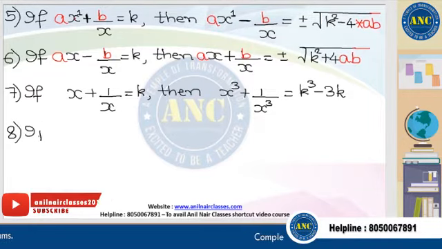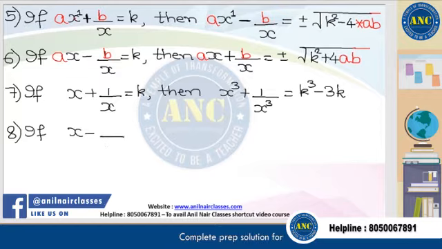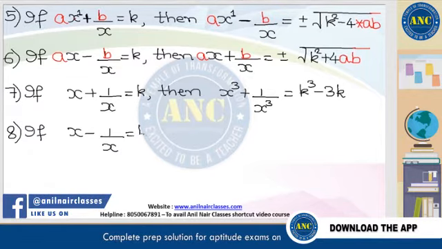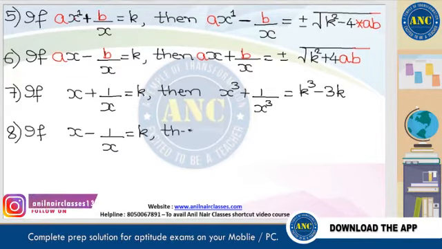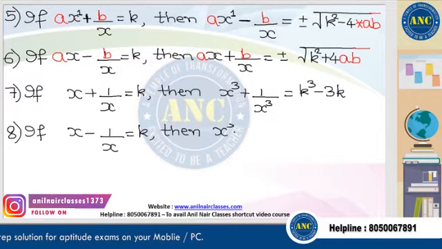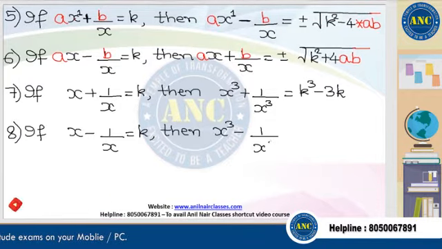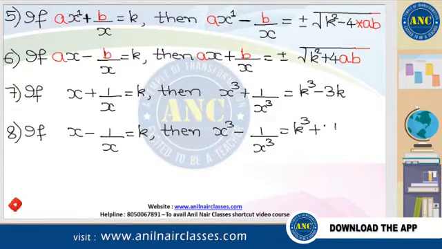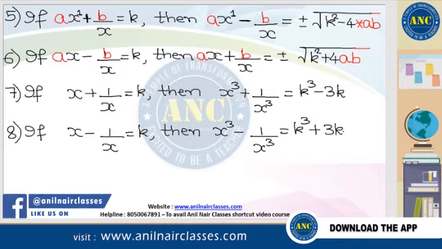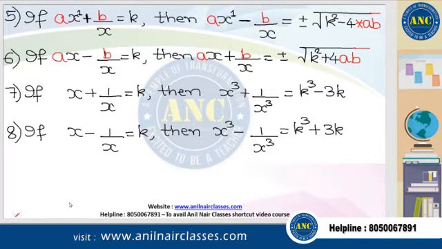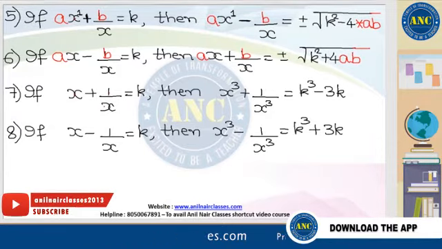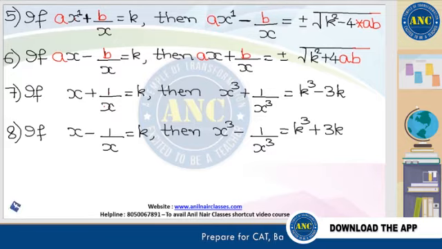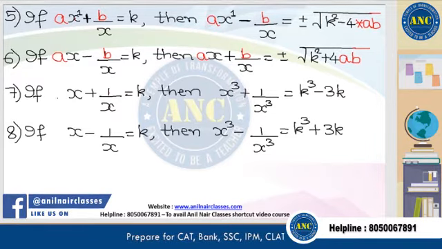Similarly, the reverse of it: if x minus 1 by x is equal to k, then we can say that x cube minus 1 by x cube in this case will be equal to k cube minus 3k was the earlier case. Now it becomes k cube plus 3k. That's the only difference. Once again I am marking in red color the extra additions. The coefficient of x and 1 by x in the 7th and 8th formulas is equal to 1. What if they are not equal to 1?